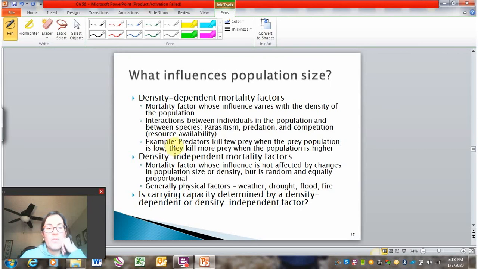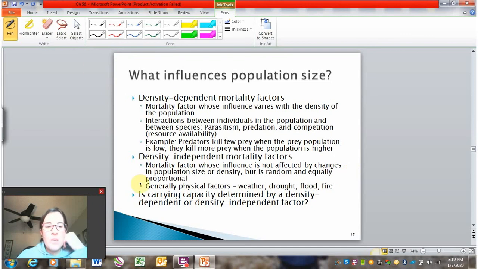So for example, predators will oftentimes kill less prey when the prey population is low, and they're able to kill more prey when the population is higher. So predators are usually a density-dependent mortality factor. Density-independent mortality factors are ones whose effect is random, and they're not affected by population size. So something like a flood, for example, or a fire, these just sweep through and kill whoever's there, right? The fire isn't worse. It doesn't kill a larger percentage of the population just because there's more of a population. It's just like whoever was there got killed, okay?